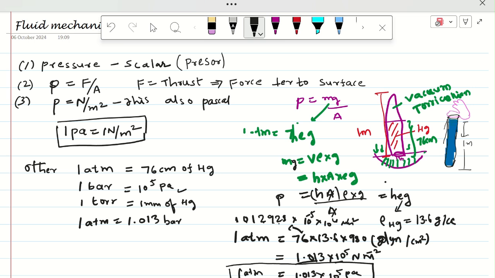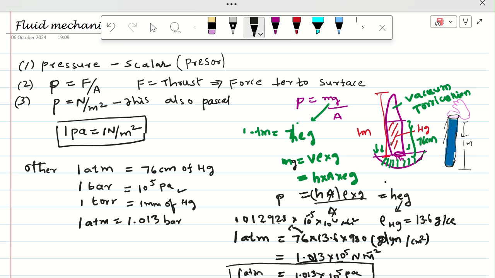Other units of pressure include the atmosphere, which comes from the barometer experiment, the Torricellian barometer. You take a 1 meter long tube, fill it with mercury, close it with your thumb, take a bowl of mercury and immerse the tube in it. You will see the mercury rise to a 76 centimeter height and stop.